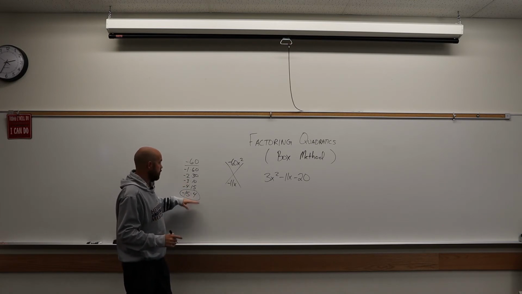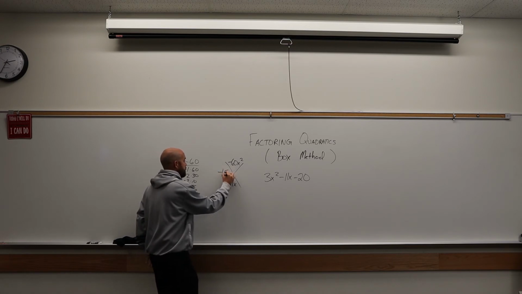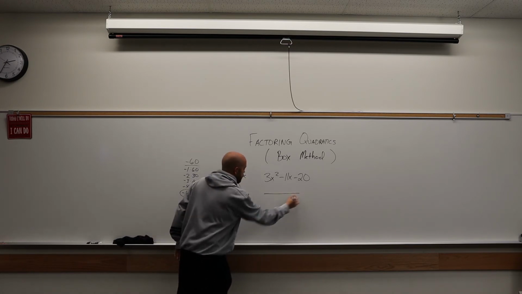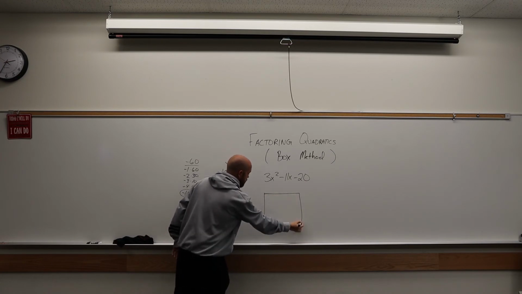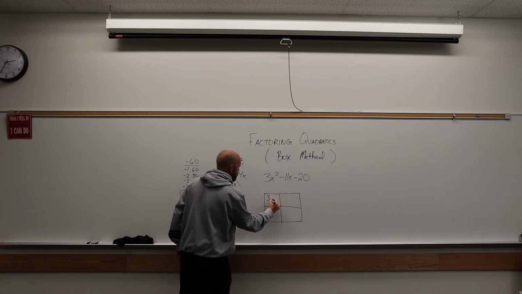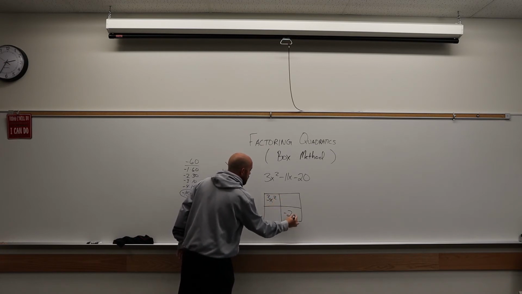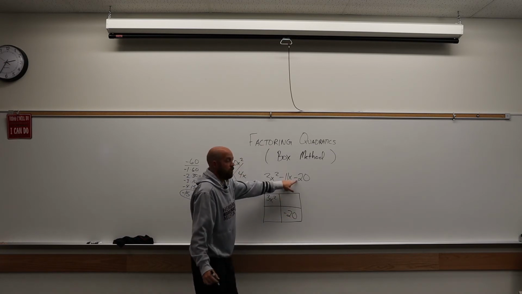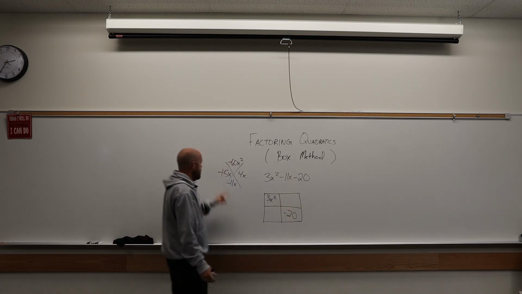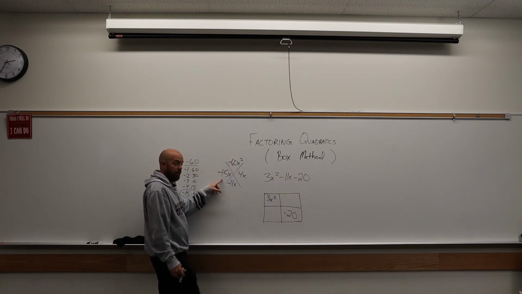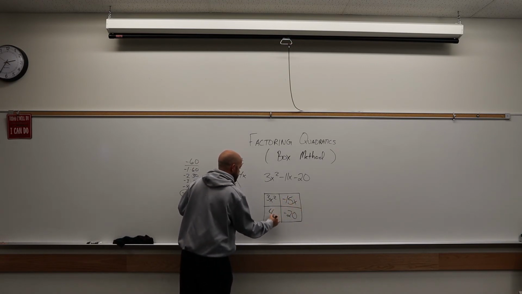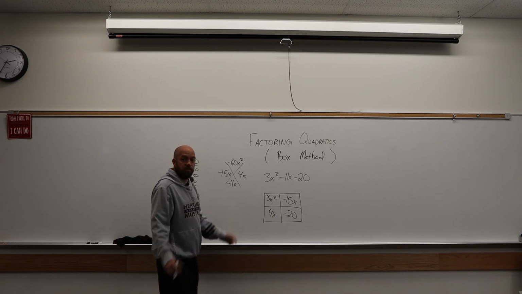Pretty slick. So anyway, we got negative 15x and 4x. So that's going to help me with my box. So I've got 3x squared here and negative 20. And notice that these subtraction signs need to go with the numbers. That'd be a negative 20 when I'm putting it in the box. This would be a minus 15x. And I've got a positive 4x, and then I just take GCF.